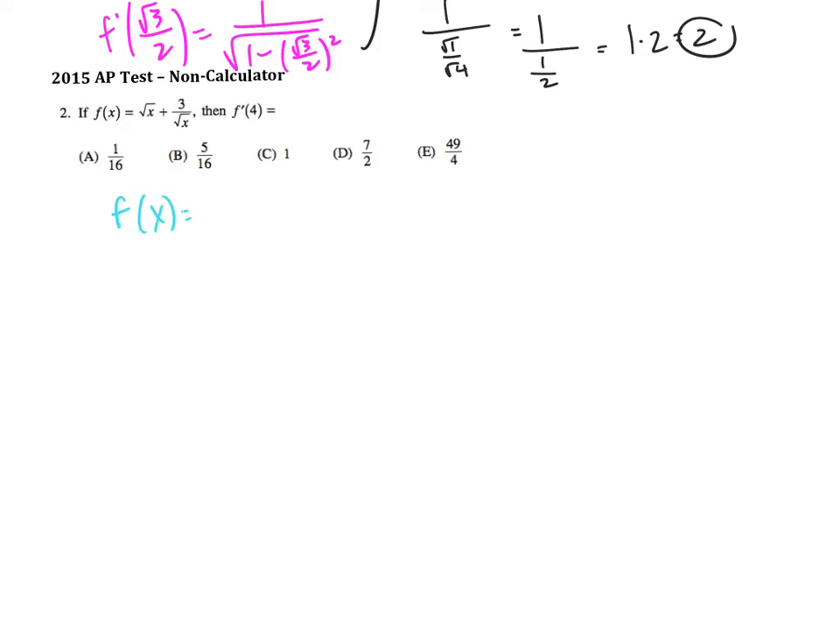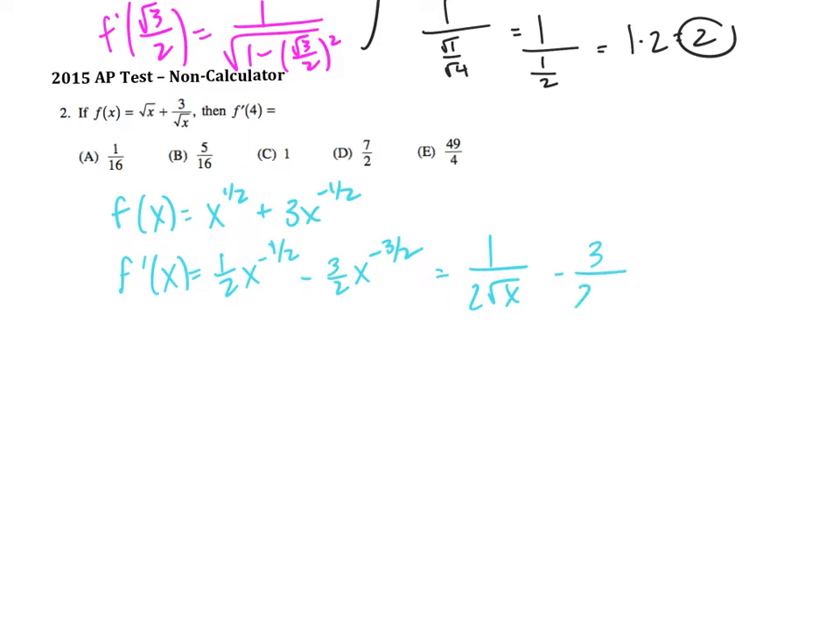Before they go expecting me to take the derivative of this ugly thing, I'm going to rewrite my function as x to the 1/2 plus 3x to the negative half to help me. The derivative of x to the 1/2 will be 1/2 x to the negative half minus 3/2 x to the negative 3/2. Bring that exponent up front, take 1 away. Okay, I'm going to rewrite this as 1 over 2 root x minus 3 over 2. I'm also going to bring that x down and make my exponent positive.